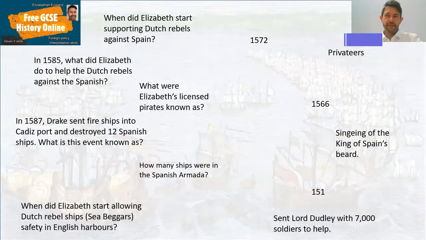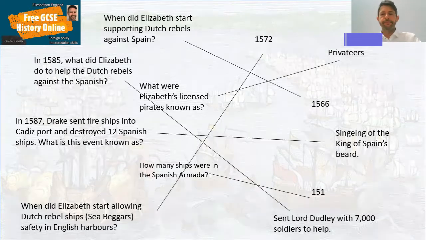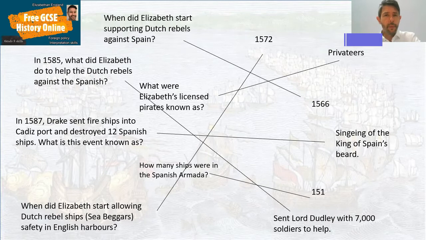All right. Well, maybe you've had a bit of time to pause the screen and give it a go. So here are the answers then. When did Elizabeth start supporting Dutch rebels against Spain? Well, as early as 1566, she was courting potential war with Spain because she wanted to support the Protestants in their rebellion against the Catholic overlords of Spain.